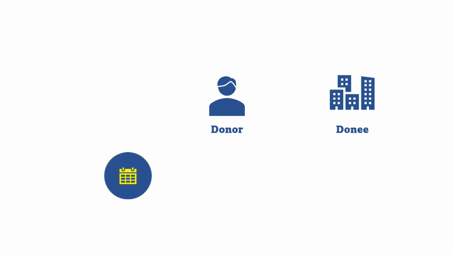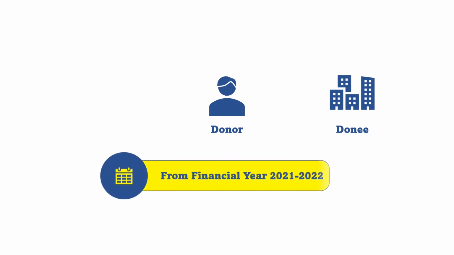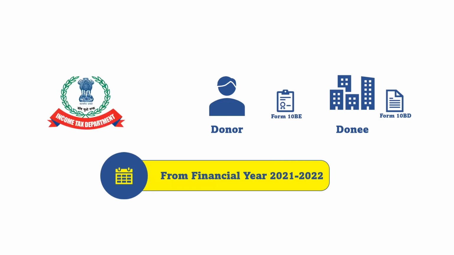With effect from financial year 21-22, a cross-check mechanism has been devised under the Income Tax Act by way of filing Form 10BD by the donees and issuing certificates in Form 10BE to the donors, to enable the department to check the validity of the deduction claims under Section 80G made by any donor.